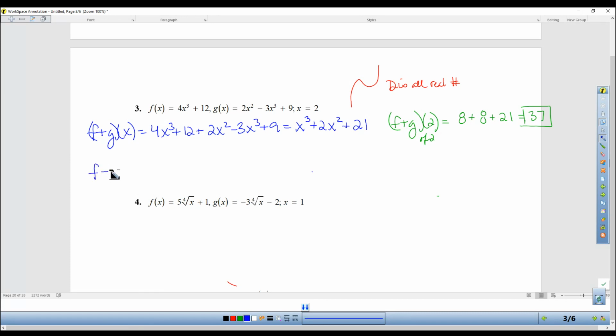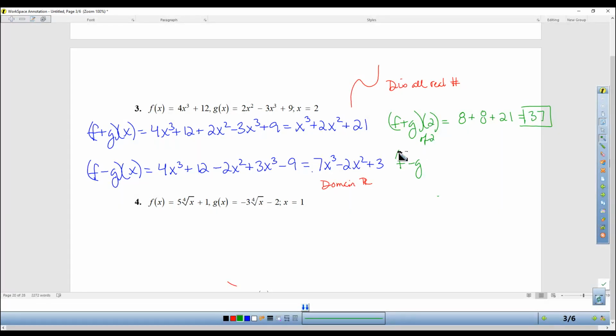Good. And then f minus g of x will be 4x cubed plus 12. Now you're going to have to remember to subtract each of these things. So minus 2x squared plus 3x cubed and minus 9. It's an easy place to go wrong. That gives me 7x cubed minus 2x squared plus 3. That's also a cubic function, and the domain is also all real numbers.